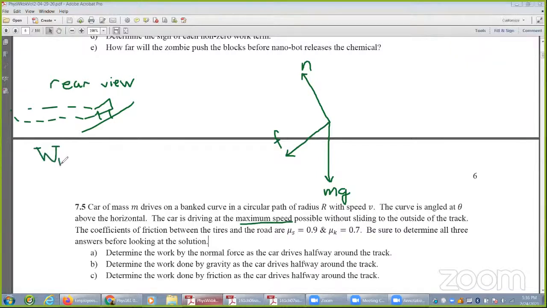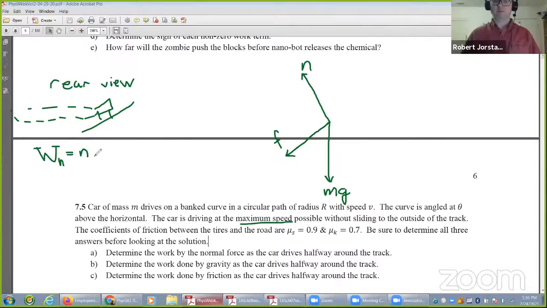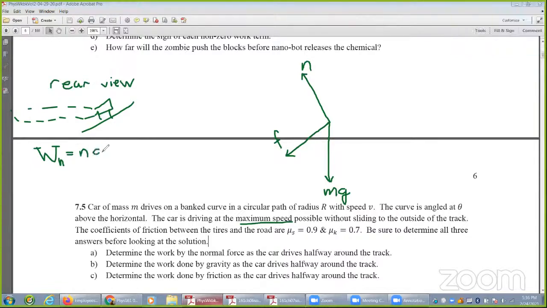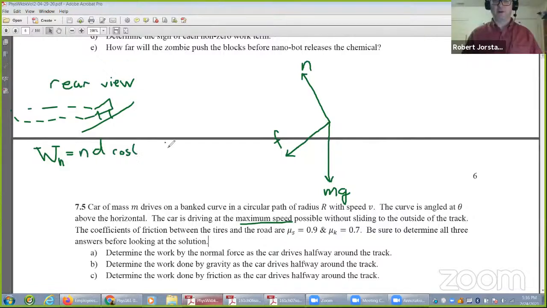So we need to, do we know the displacement? It's half, right? Halfway around the circle. Okay. So that would be pi r, right? Right. Yeah. Okay. What's the angle? It would help to draw it, right?